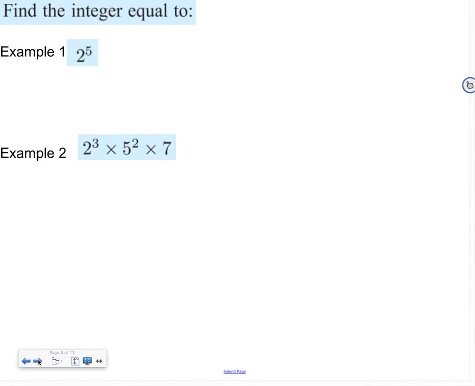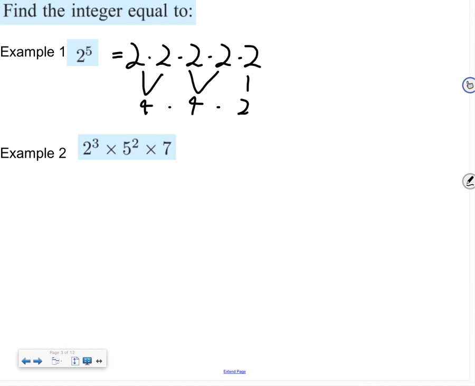So if we want to know what 2 to the 5th is, that's the same thing as 2 times 2 times 2 times 2 times 2. Well, 2 times 2 is 4, and then I can think of it as 4 times 4, which is 16, times 2 is 32. So that's 2 to the 5th.